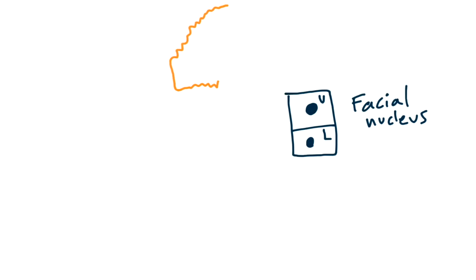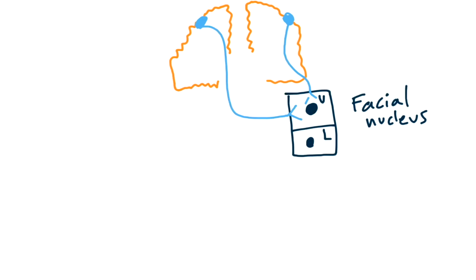The upper component receives innervation from both cerebral cortices. So this will represent the primary motor cortices. And again, the upper component receives dual innervation. So innervation from both the left and right primary motor cortex. On the other hand, the lower component only receives innervation from the contralateral cortex. So like this.